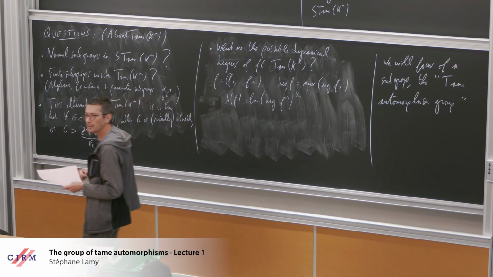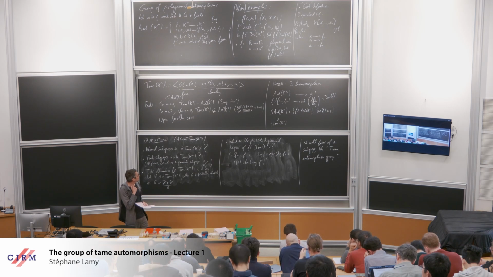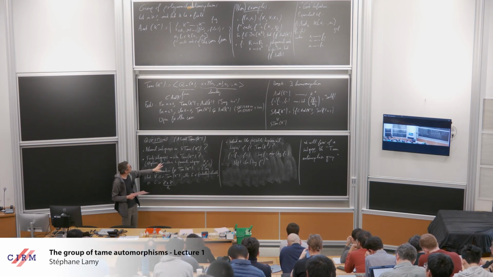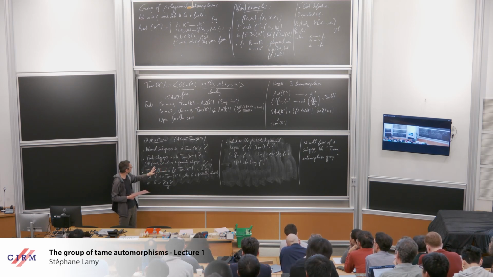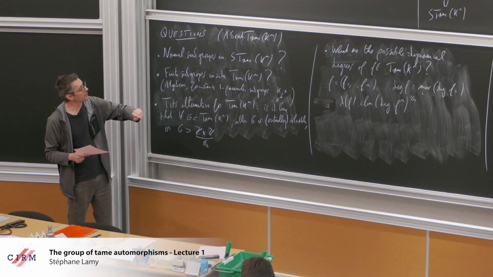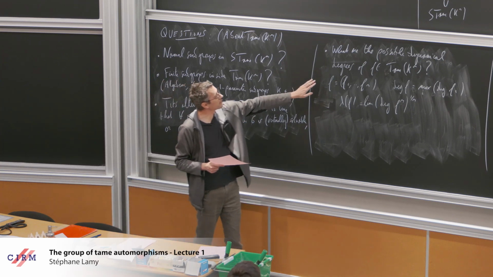Okay, so those are the questions. So now I'm going to try to answer some of them. That's the purpose of the mini course. When n equals 3, and I'm going to need some assumption, K is going to be of characteristic 0. And in fact, for n equals 3 and characteristic 0, at the end we will have an answer for most of the questions except the last one.